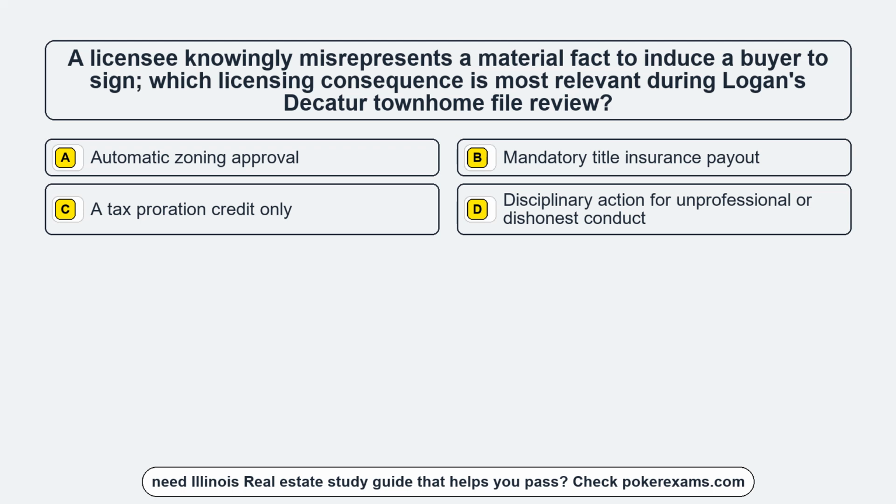Question 4. A licensee knowingly misrepresents a material fact to induce a buyer to sign. Which licensing consequence is most relevant during Logan's Decatur Townhome file review? Option A. Automatic zoning approval. Option B. Mandatory title insurance payout. Option C. A tax proration credit only. Option D. Disciplinary action for unprofessional or dishonest conduct.